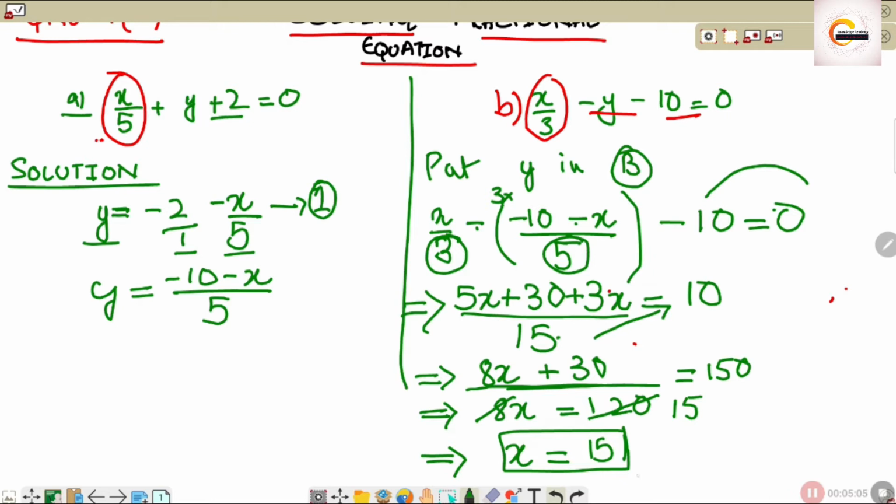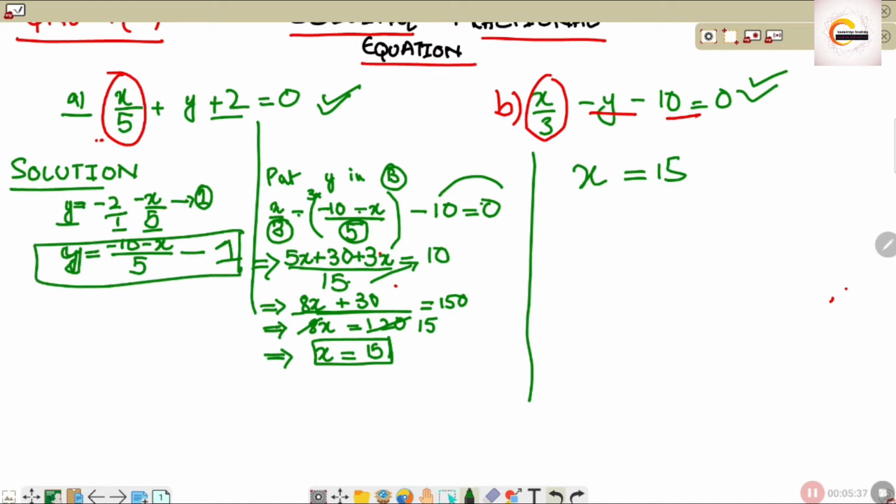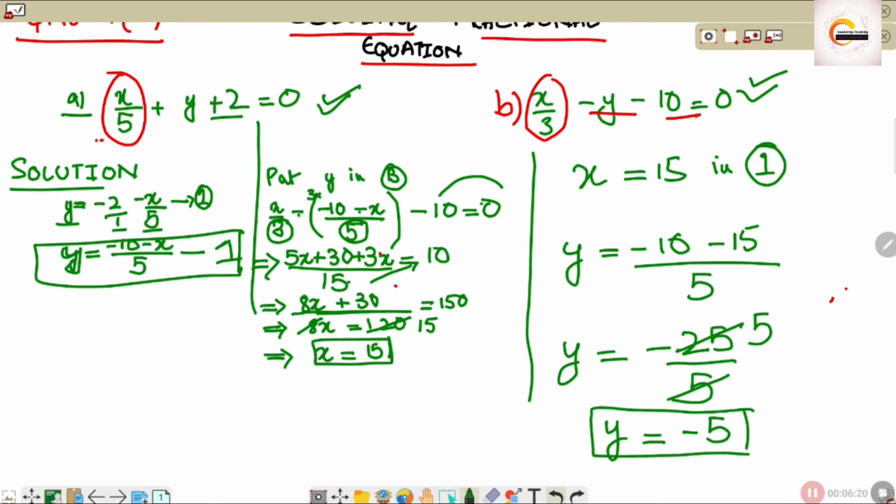Now I can put this value of x in any of these equations to get the value of y. Simple. So why not put this x equals 15 in equation 1, the value of y that we have calculated. So y is equals to minus 10 minus 15 upon 5. Now the calculation is much easier. Minus 10 minus 15 is minus 25, rules of algebra, upon 5, 25 upon 5 is minus 5. So now we've got the value of y and we've got the value of x.